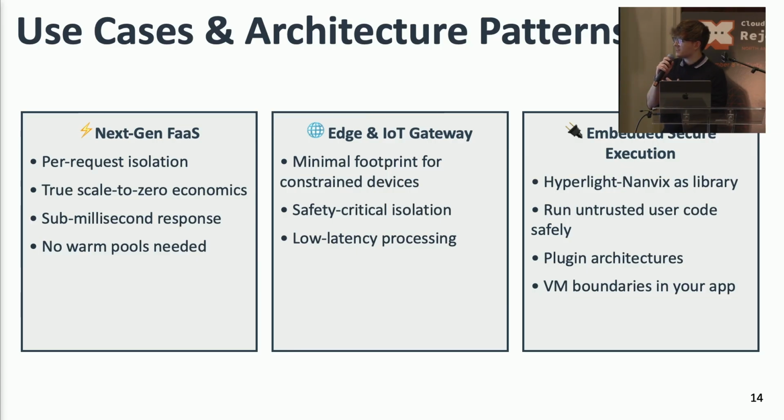The other side is Edge and IoT. In Edge, we usually run with devices that are very, very constrained, and because we spin up so fast and because our memory overhead is so low, we can pack these into Edge and IoT devices very, very easily. And the third one is embedded secure execution. Say you have an application, you want to run some third-party untrusted code, you can use Hyperlight Nanvix as a library to run that code in your code base.